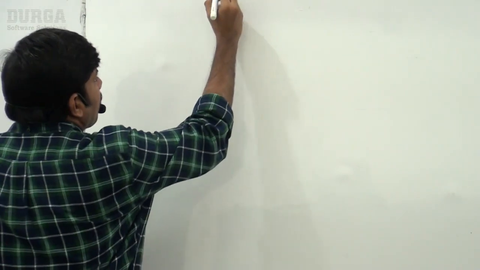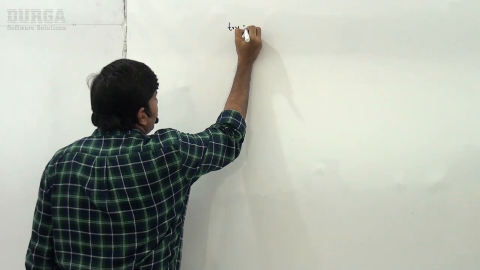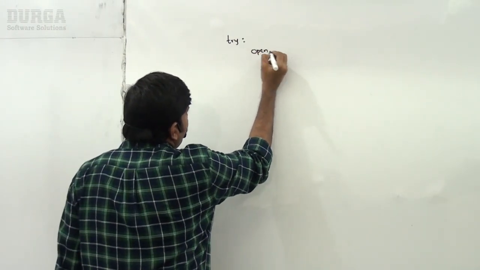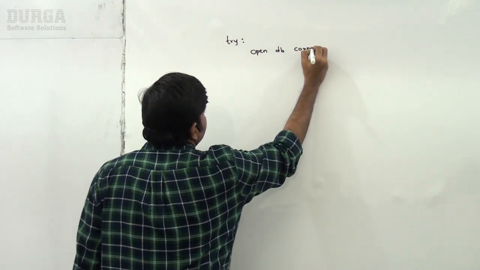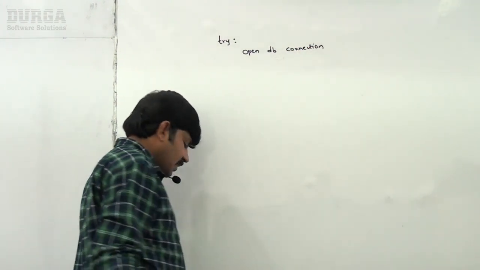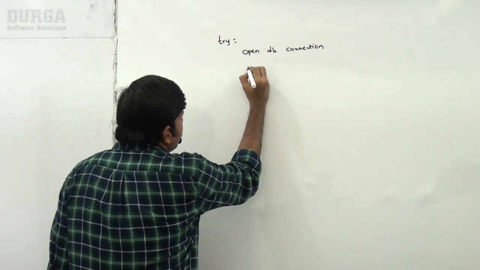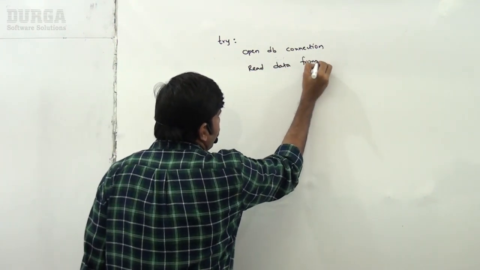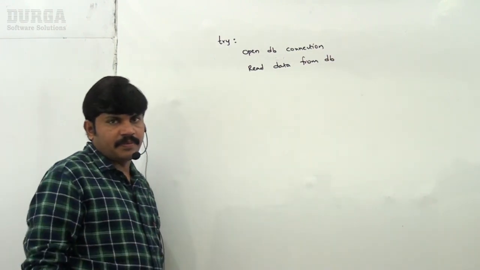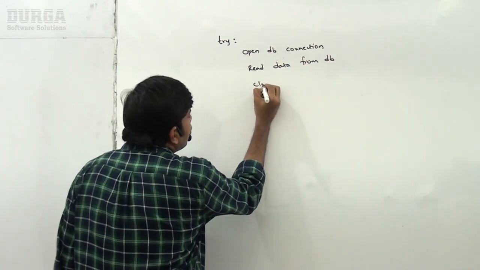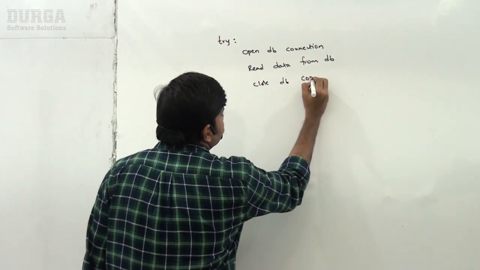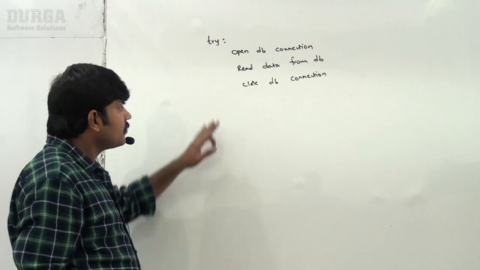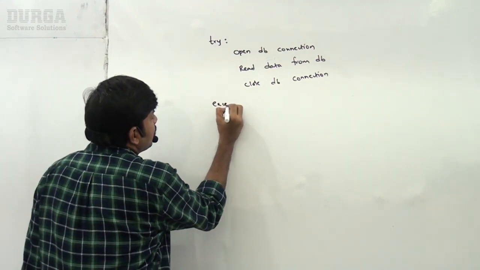Very important, sir. I'm taking a try block. Within the try block, just open DB connection. Can you please open database connection? I'm taking. Next, read the data from database. Read data from database, and then close DB connection. Can you please close DB connection? Like this I'm taking. Sir, next and after that, except block is there.